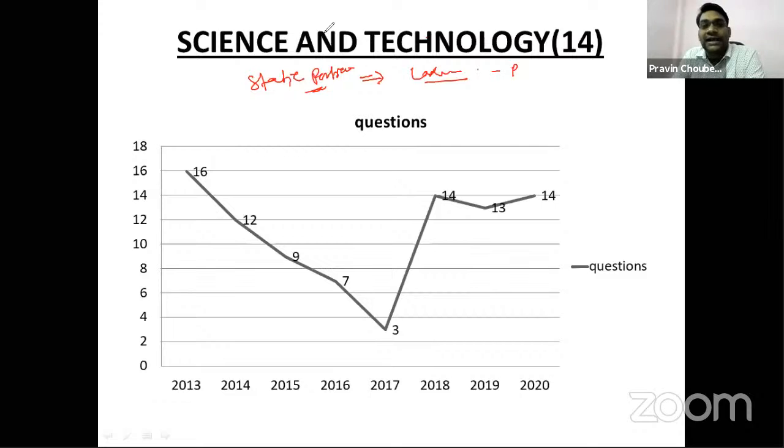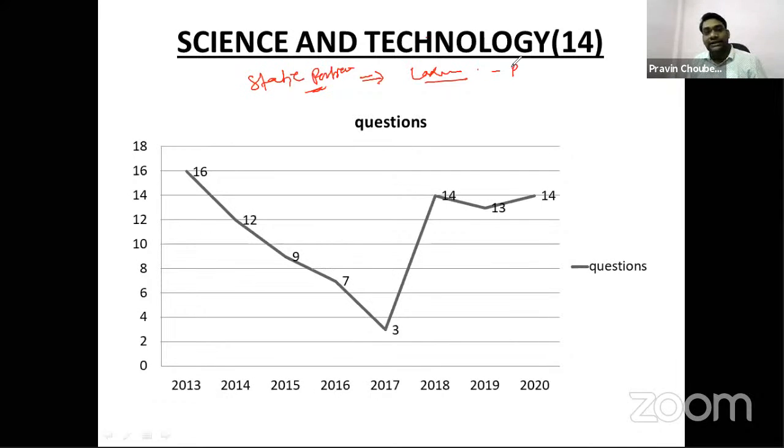So when we talk about science and technology, again this year 14 questions are from science and technology, and there is not a single source for science and technology. When we talk about polity, history, and geography, there is a book already defined that you can read: NCERT, M. Lakshmikant for polity, Spectrum for modern India. So there are authentic books available in the market from where you can repeatedly read the same things again and again.